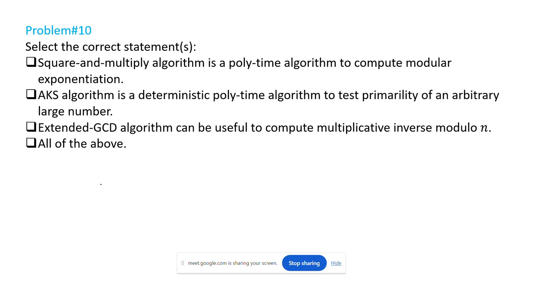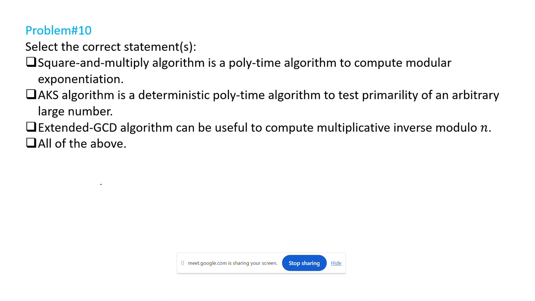Select the correct statements. Square and multiply algorithm is a polytime algorithm to compute modular exponentiation. Is this true or false? True, ma'am. True, right?